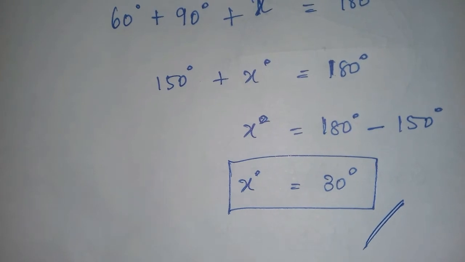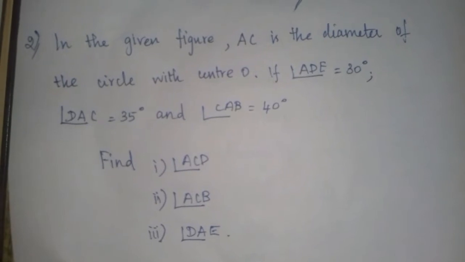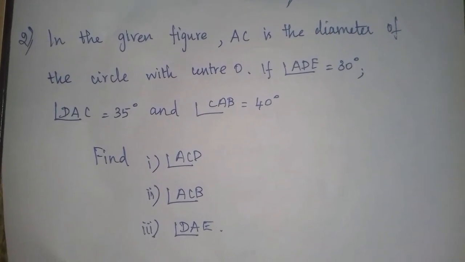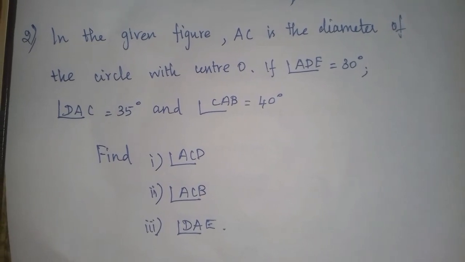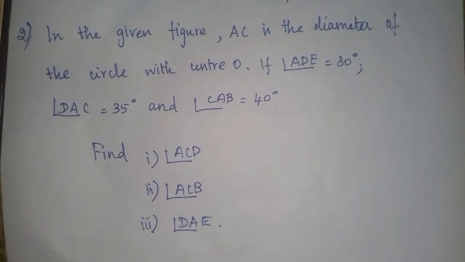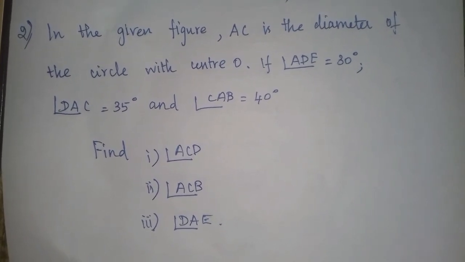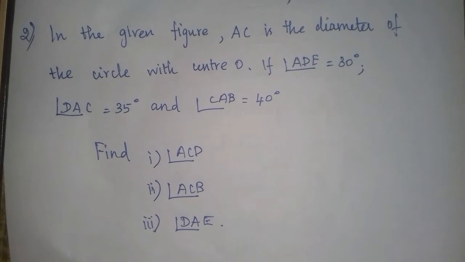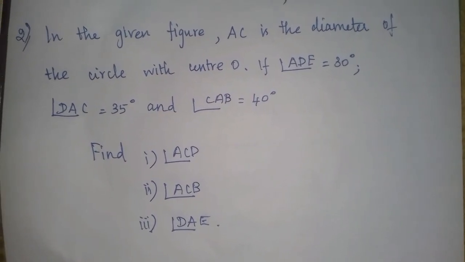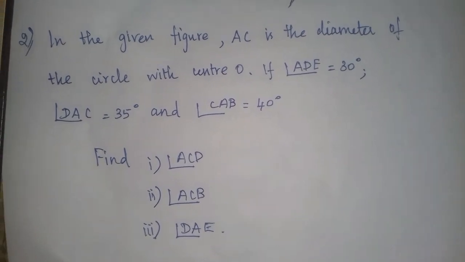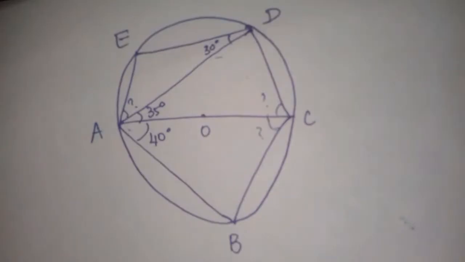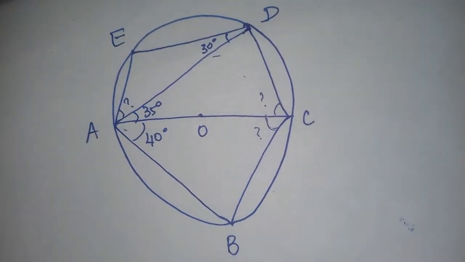Okay. Now let's see the next problem. What is given in the next problem? In the given figure, AC is the diameter of the circle with center O. If angle ADE is equal to 30 degree, angle DAC is equal to 35 degree, and angle CAB is equal to 40 degree. What we have to find? We have to find angle ACD, ACB and DAC. Okay. Now let's see the figure given in the question.